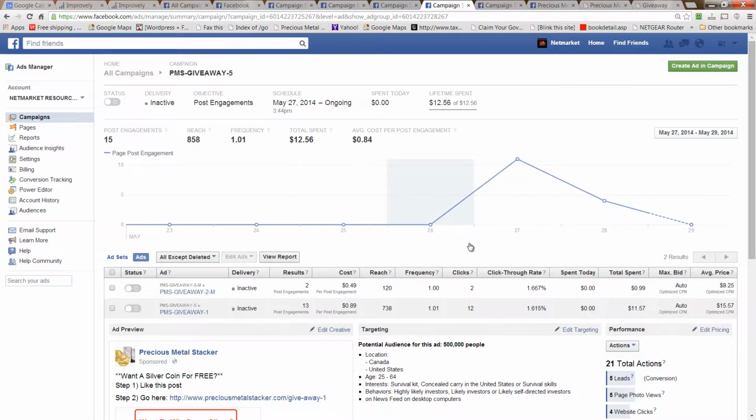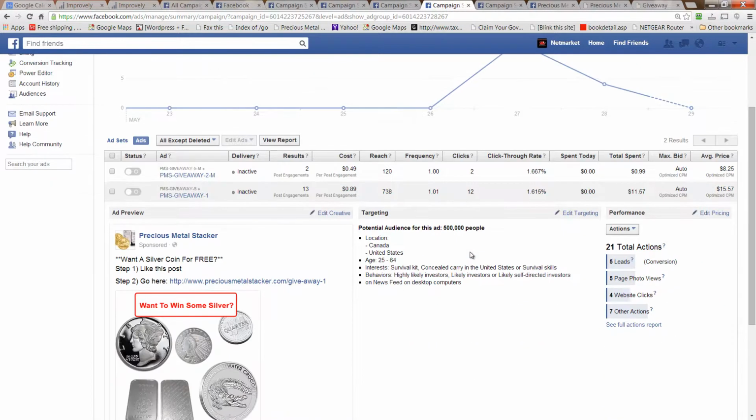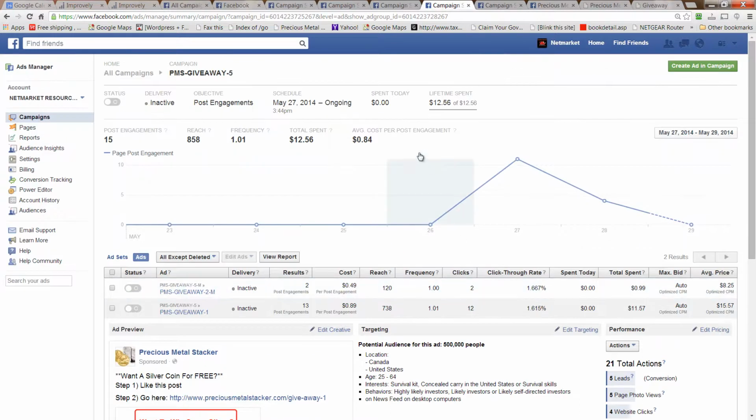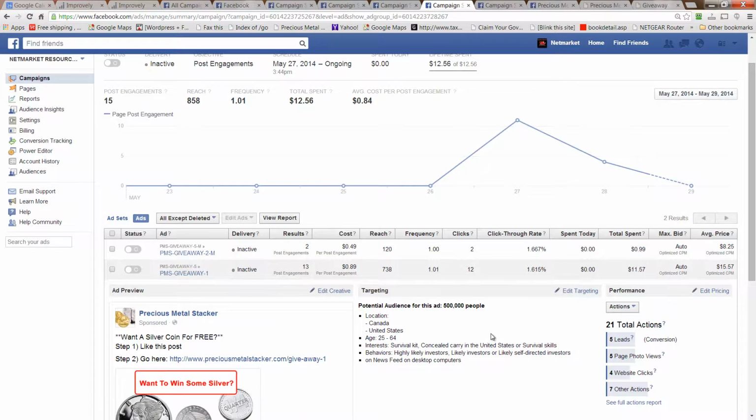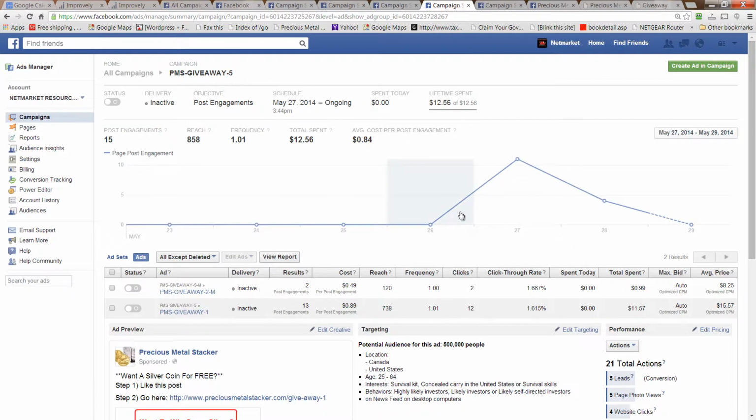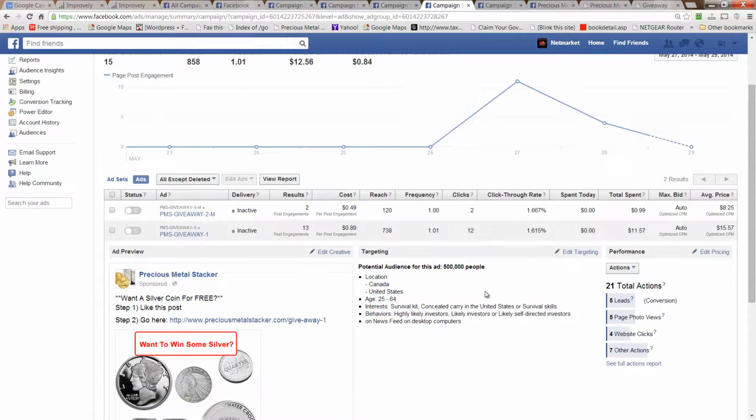So this was the next iteration that we tried here as well. Let's see if I covered this one. Yeah. So this was the next one. We got some leads, but again, we're spending way more. We only got 5 leads when we spent $11.57. 89 cents per post engagement was again too expensive. So we killed it.